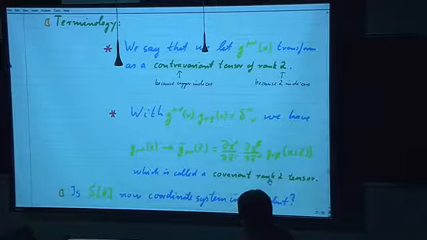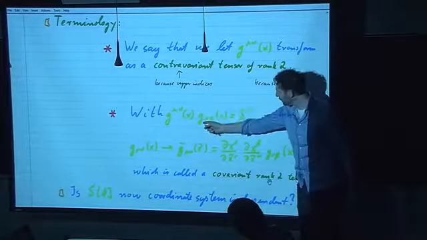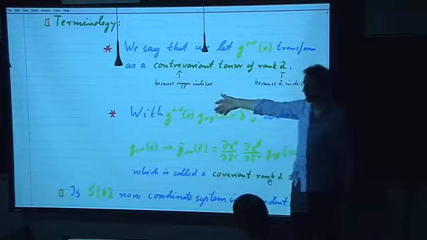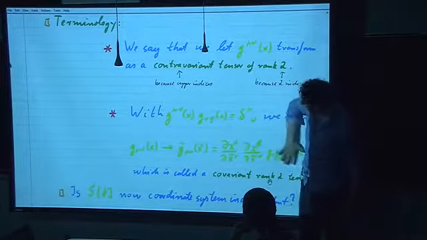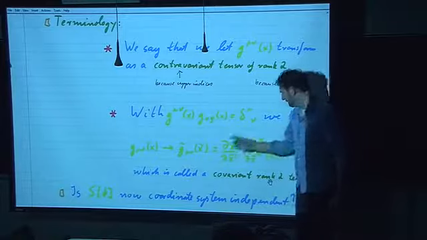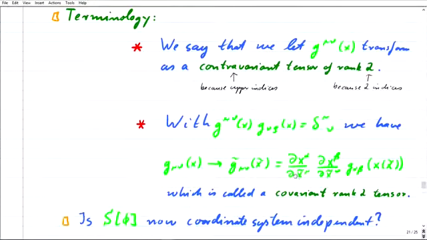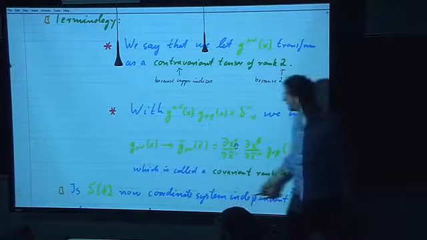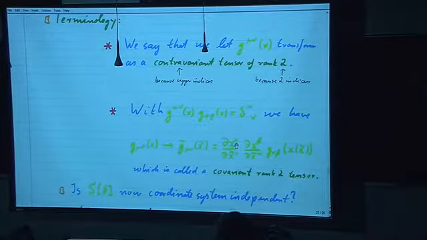Remember that by definition, the g with the upper indices is the inverse matrix to the g with the lower indices, which means that we can also immediately tell what the transformation rule under change of coordinates is of the metric with the lower indices. It's the same thing as the one with the upper indices, except that those two factors are upside down, inverse matrices. And that now is called a covariant rank 2 tensor. Rank 2 again because it has two indices, but it's called covariant because the indices are lower indices.